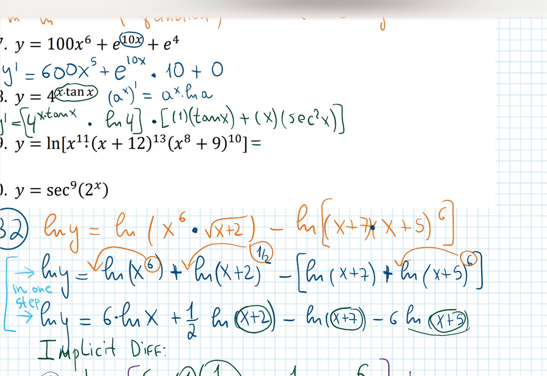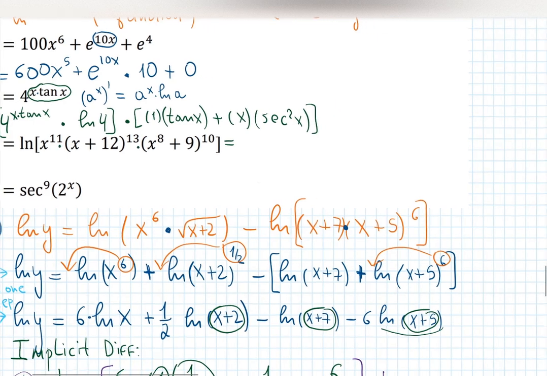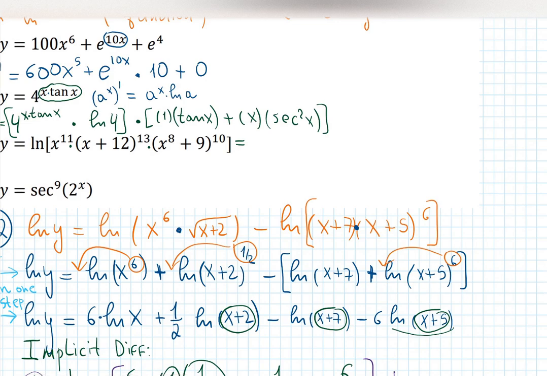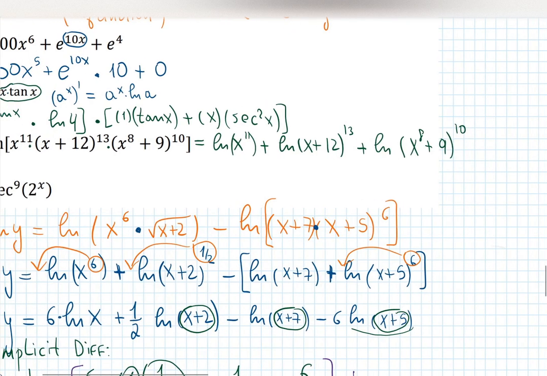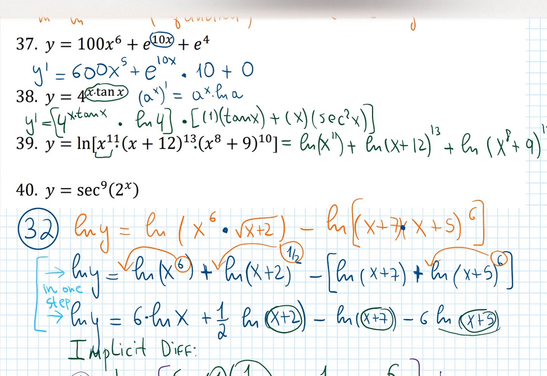Log of the product gives me log plus log. So it's going to be ln of x to the 11 plus ln of (x plus 12) to the 13 plus ln of (x to the 8 plus 9) to the 10. Do you all agree? All three pieces here give me 3 natural logs.